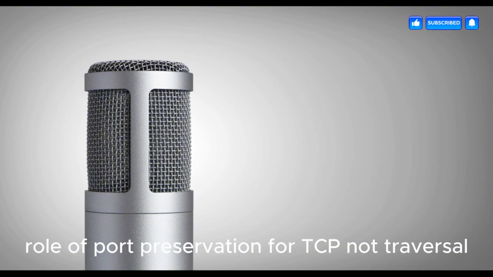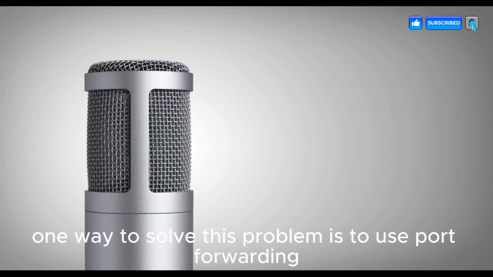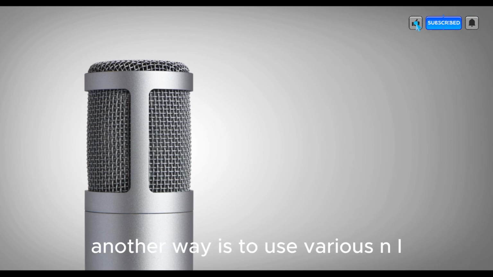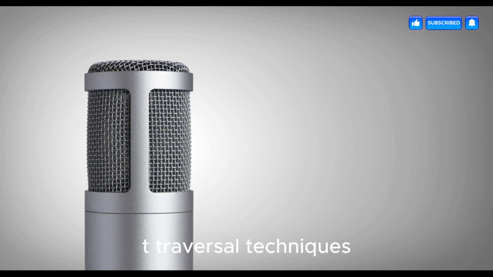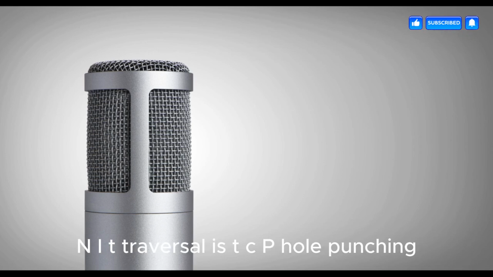Role of port preservation for TCP. NAT traversal problems arise when peers behind different NATs try to communicate. One way to solve this problem is to use port forwarding. Another way is to use various NAT traversal techniques. The most popular technique for TCP NAT traversal is TCP hole punching.